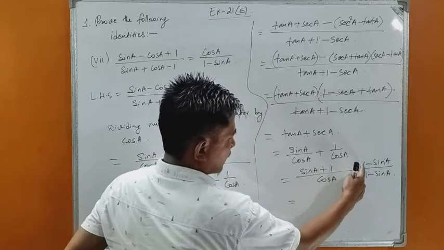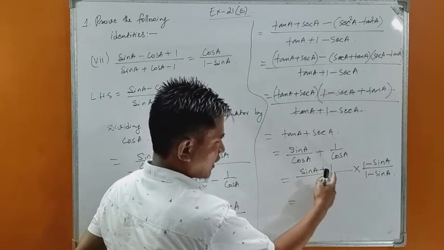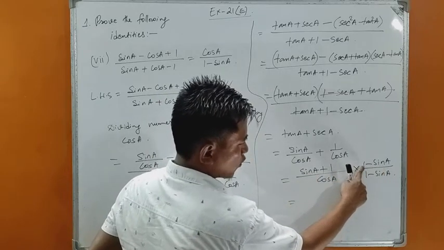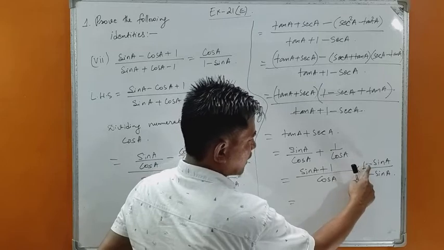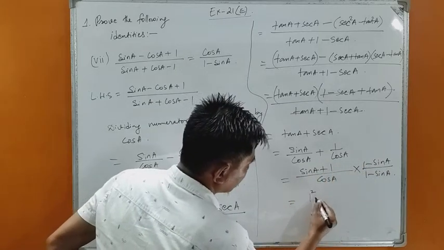So now A minus B: 1 is considered as A and sin A is B, okay? A plus B, A minus B. Can you see? 1 is A and sin A is B. A minus B, A plus B means A square minus B square.